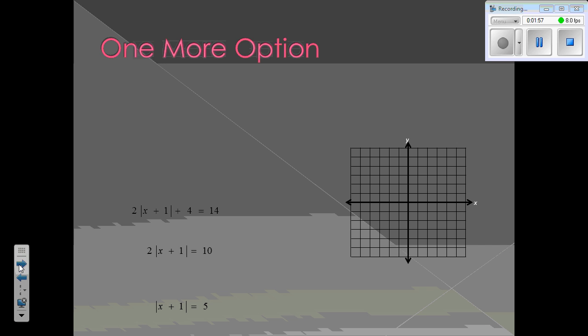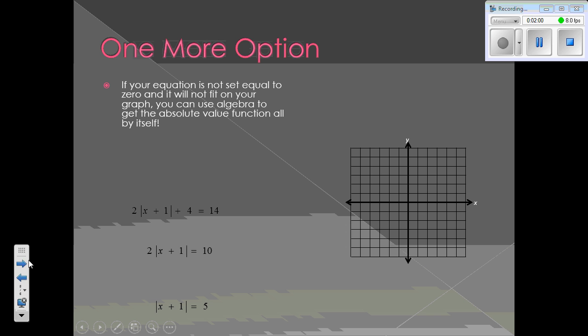The final option is, if for some reason our equation doesn't fit on our graph, like this one, where we have 2 times the absolute value of x plus 1 plus 4 equals 14. Graphing the right side of this equation won't fit because y equals 14 is going to be way up here. So what we can do is what we've been doing in solving inequalities, which is getting our absolute value by itself.